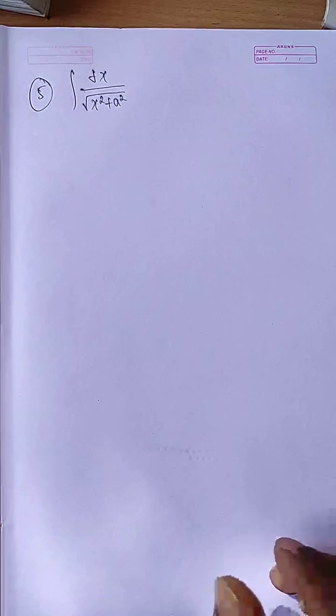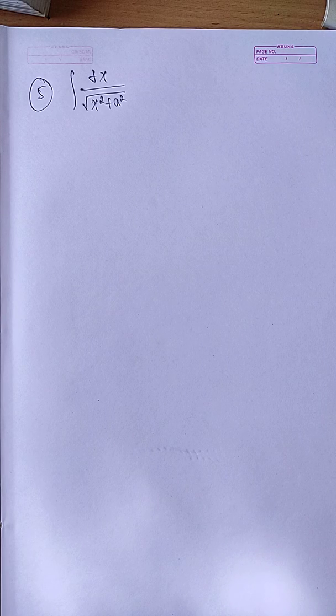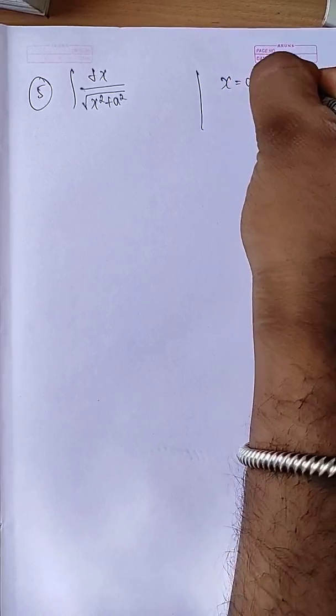Okay students, now we will go for the next proof: integration of dx by root of x square plus a square. Is it clear? In this proof, I have already told you, we do 1 and 2 one way, 3 and 4 is another side, 5 and 6 another side. So now I am substituting x is equal to a tan theta.